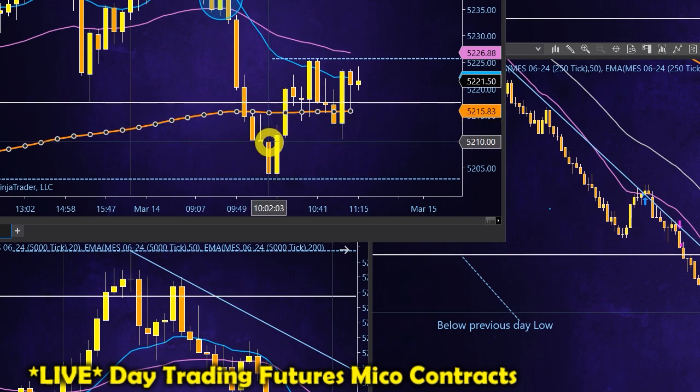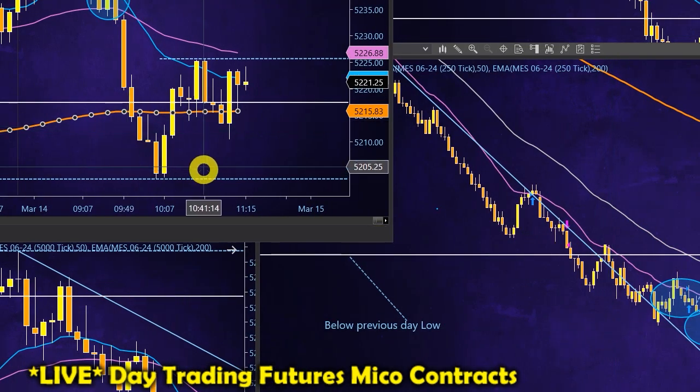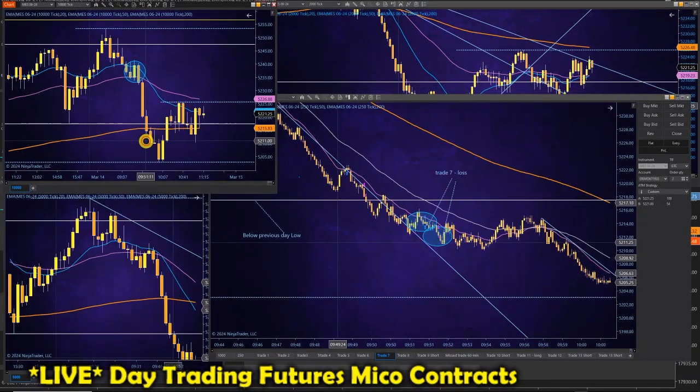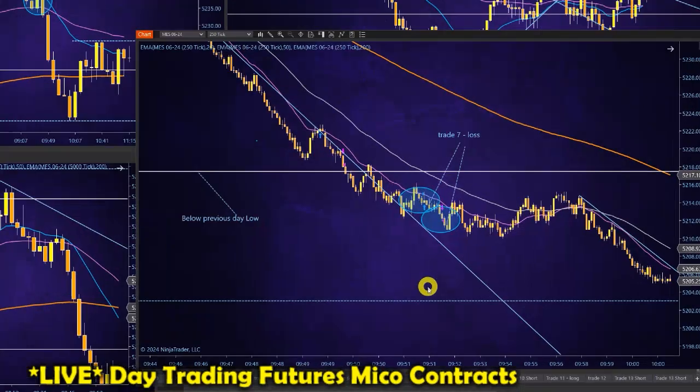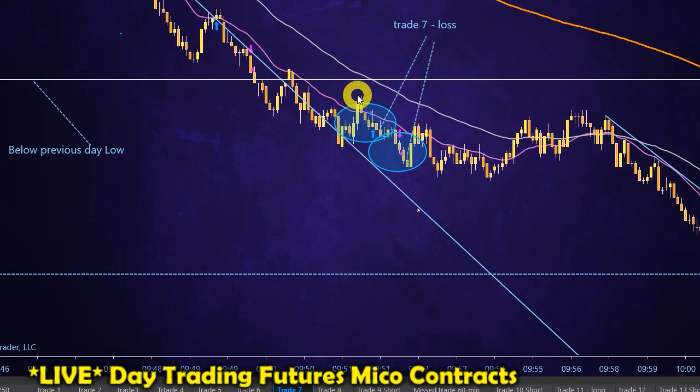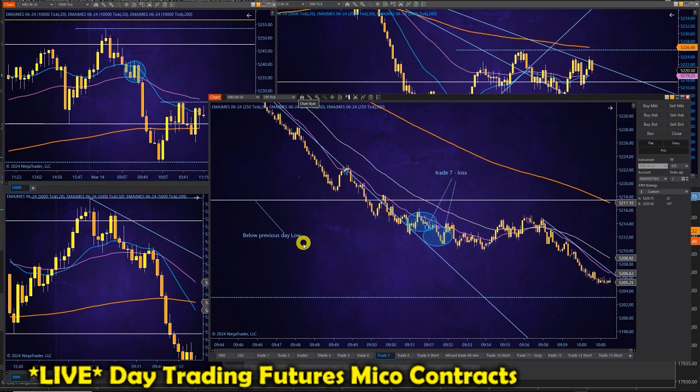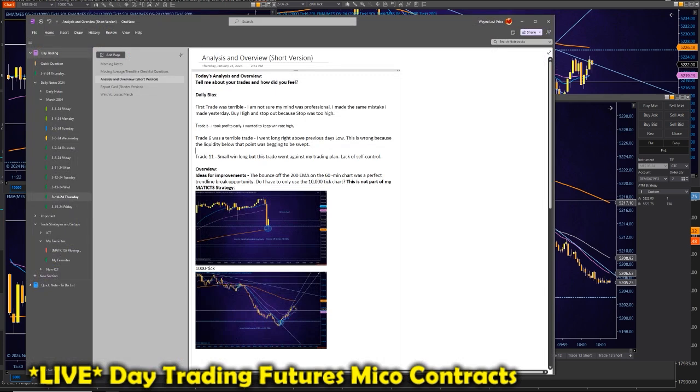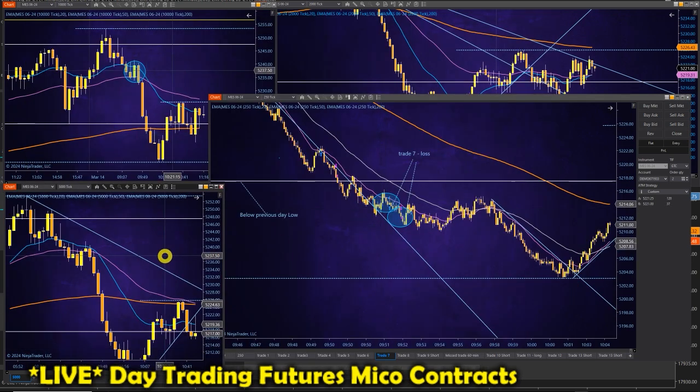I'm trying to think, does it even make sense that it was below the 200 moving average? Okay, this little pop-up right here tested the 200 moving average, and then I bought this. This doesn't make sense. So this tells me that I was out of control trading. Let me make a note: trade 7 demonstrates an out of control trading mindset. Why couldn't I have shorted right there?